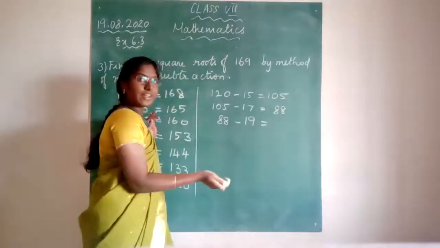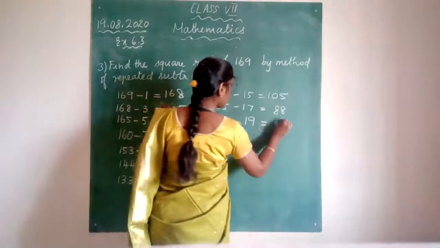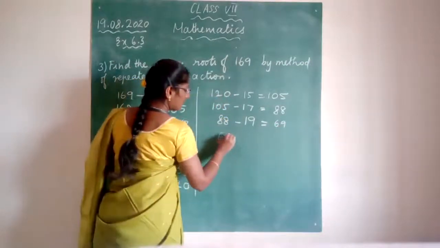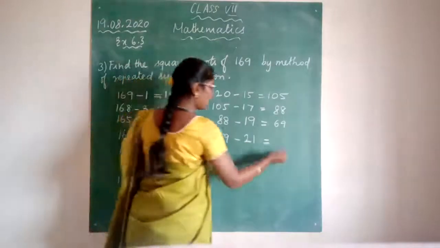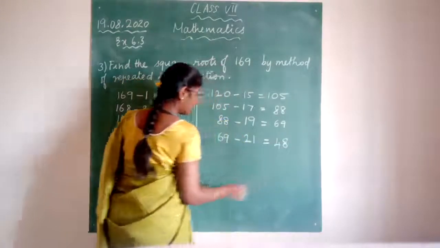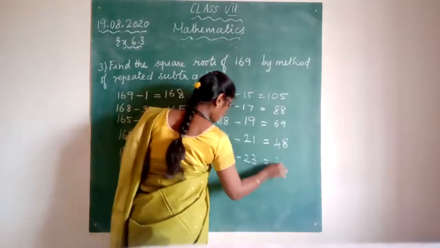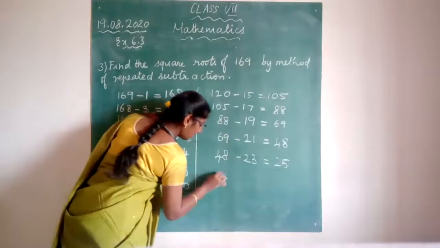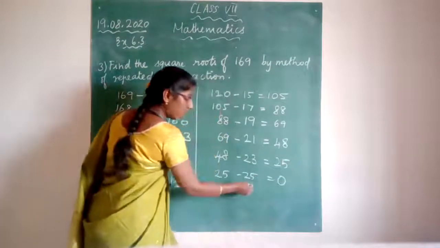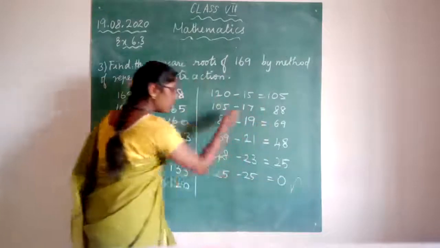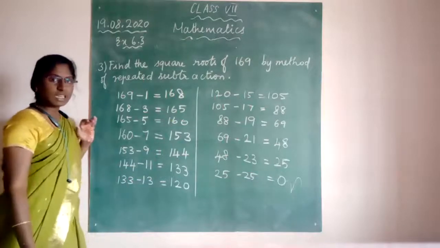Actually 88 minus 20 is 68, right? So it will be 69. Then 69 minus 21. So what is the answer here? It is 48. So 48 minus 23, it is 25. Then 25 minus 25, it is 0. So you have to reach till 0. Till that you have to do the repeated subtraction. Is it clear?